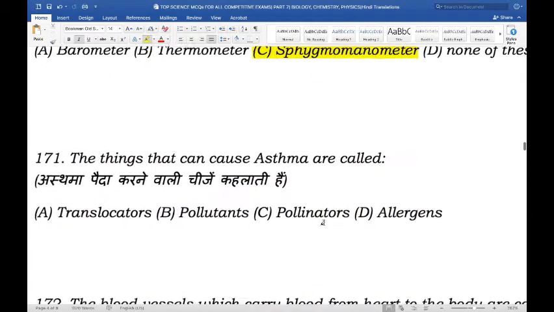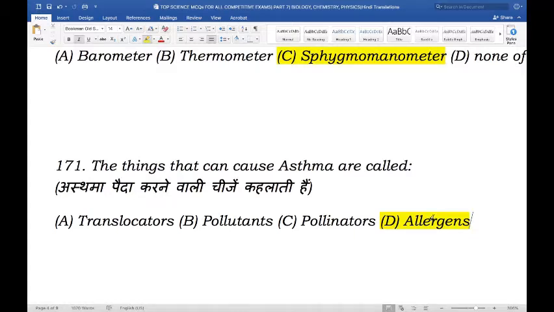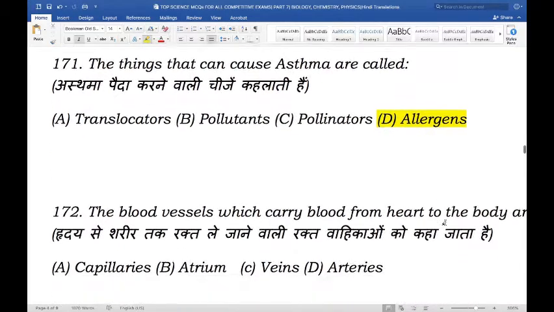The next question. The things that can cause asthma are called, is it A, translocators, B, pollutants, C, pollinators, or D, allergens? So the things that can cause asthma are called D, allergens. Possible allergens include pollen, dust mite, and pet dander, which may result in asthma symptoms such as tightness of chest, coughing, and difficulty in breathing. So the things that can cause asthma are called allergens.